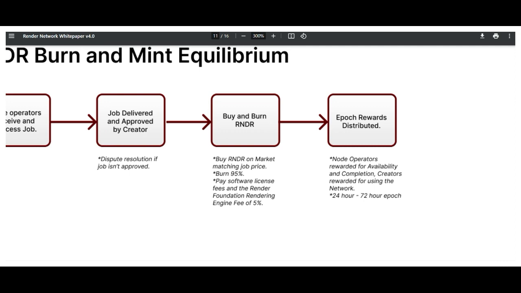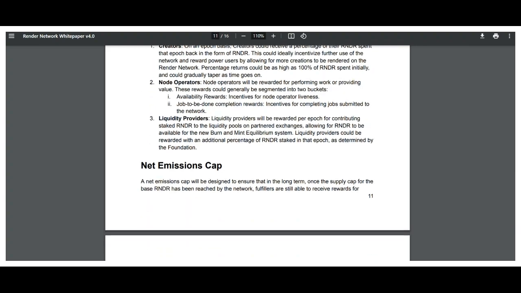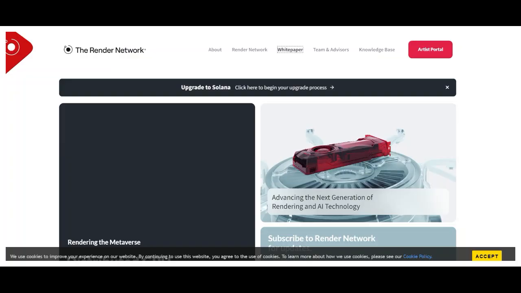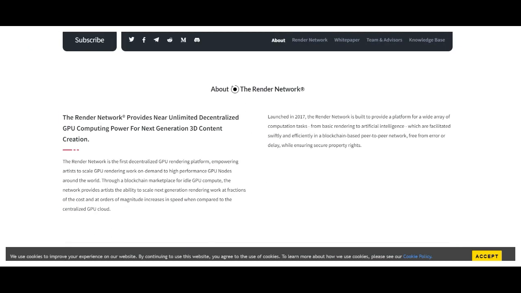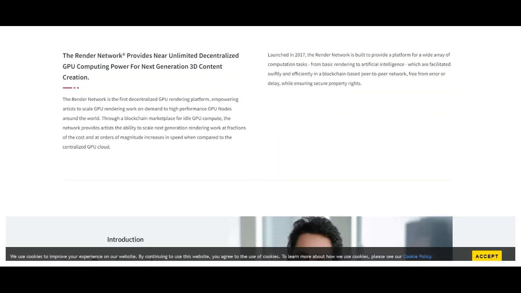And it says 24 to 72 hour epoch. So I thought that was pretty interesting for them to be a project of that caliber. And you guys can read through this. All you got to do is download the white paper off of their homepage. You just click up here, grab the white paper, download it, and you can read through it.